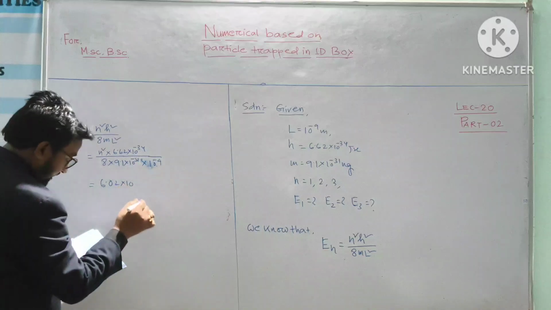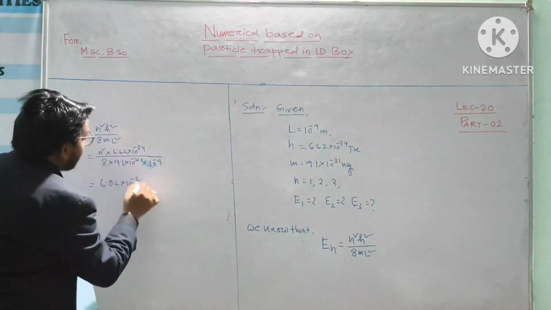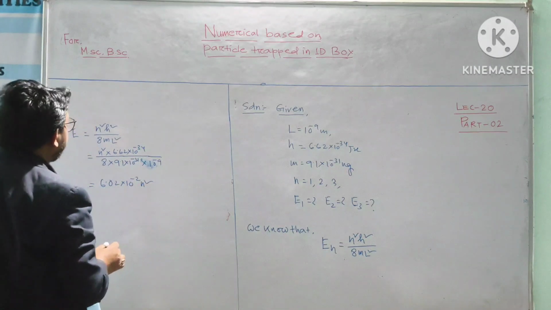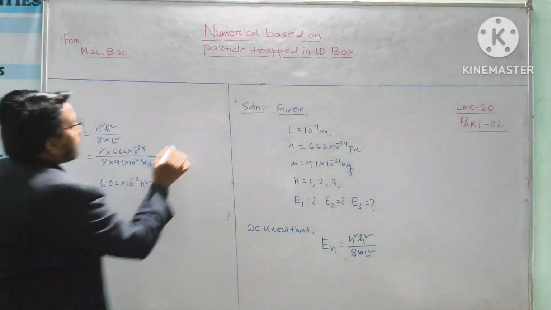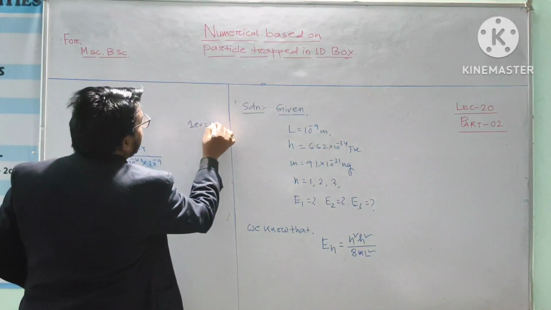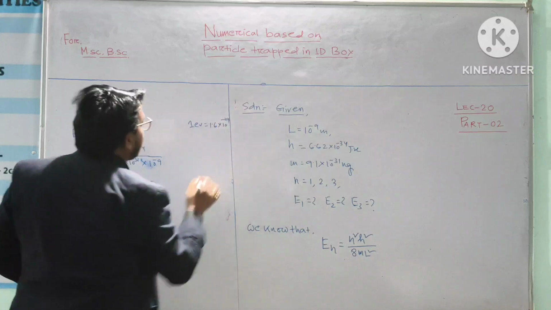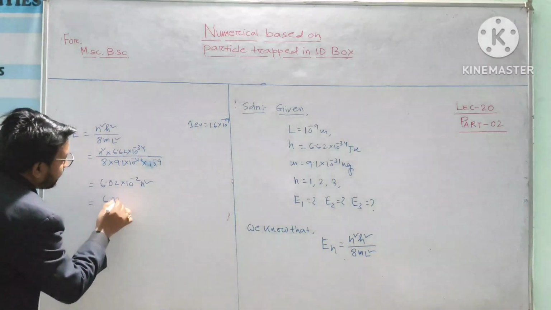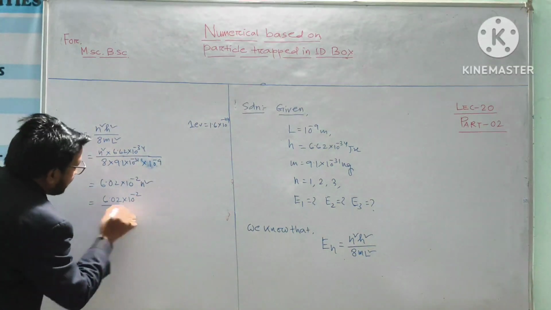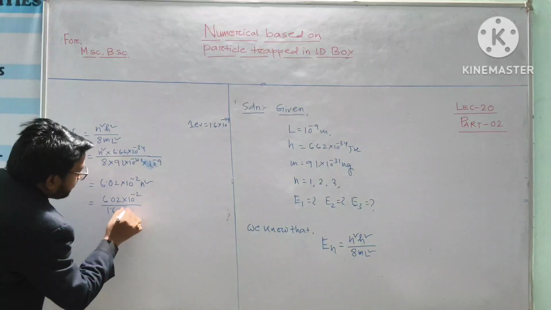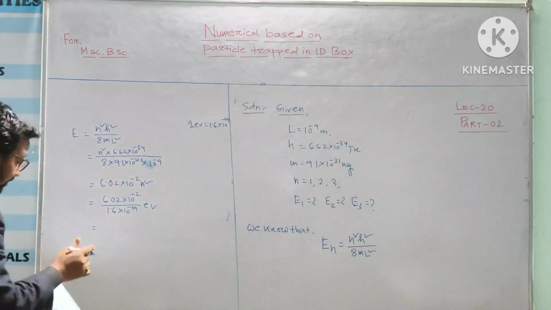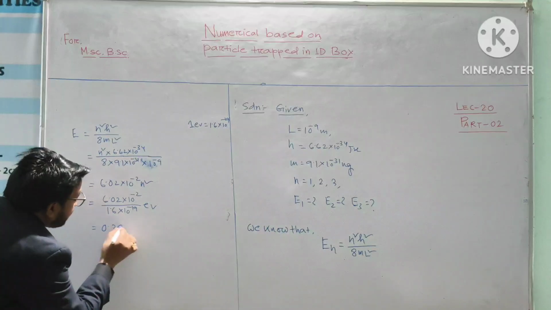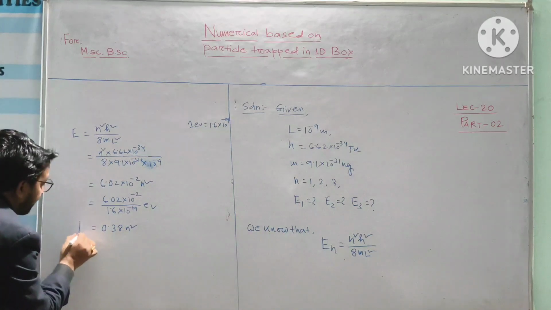6.02 into 10 to the power minus 2 into n square, okay, and this value we can convert in electron volt. As we know that 1 electron volt equal 1.6 into 10 to the power minus 19 joule. So we can write 6.02 into 10 to the power minus 2 divided by 1.6 into 10 to the power minus 19 electron volt, and this is equal to 0.38 n square. So this is our energy.